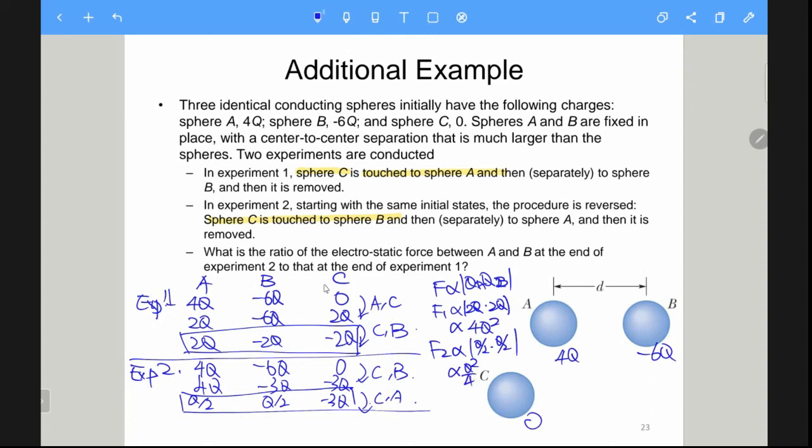So the ratio of the electrostatic force F1 over F2 would be 4Q squared over Q squared over 4, which is 16. This should be F2 over F1, so F2 over F1 should be 1 over 16, or you can write it as 0.0625. This would be the answer. And this is the end of this chapter.